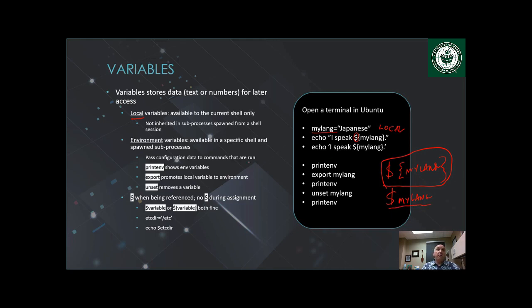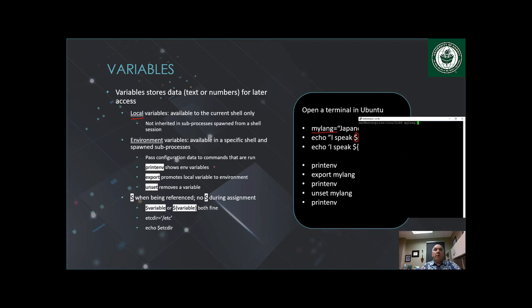So what is an environment variable? It's available in a shell and any spawned subprocesses. So if you're in a shell and you're running some additional commands and processes, your environment variables will carry through. So if you want to see what environment variables are currently assigned in your shell, you would type in printenv. Now, I created this mylang local variable. I want to actually promote that to be an environment variable that I can use and be inherited in future commands that are run throughout my shell.